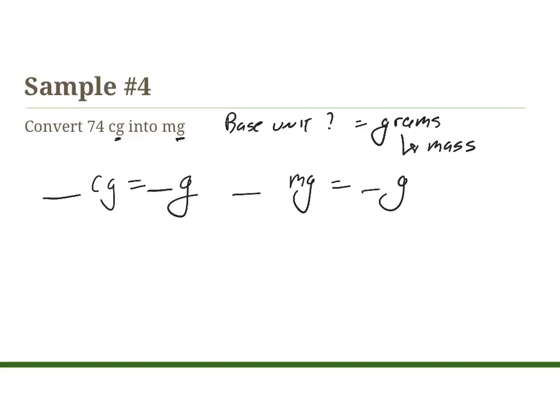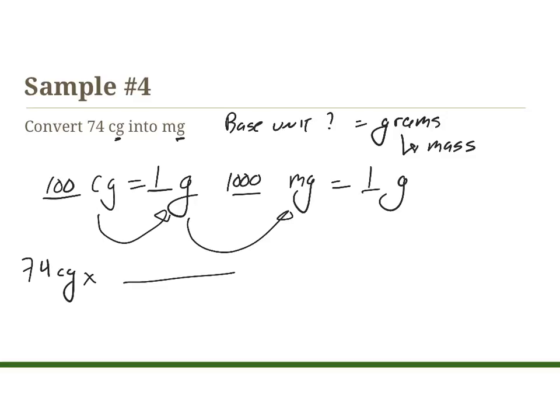So the relationship between centigrams and grams is 1 gram is equal to 100 centigrams, and 1 gram is equal to 1,000 milligrams. So when I set this problem up, I'm going to take 74 centigrams, and I'm going to go centigrams to grams and grams to milligrams. So that tells me that I'm going to have a two-step conversion factor problem. So again, I'm going to put my centigrams on the bottom and my grams on the top, and fill in my values. So I have 100 centigrams and 1 gram. Check to make sure that my units cancel.